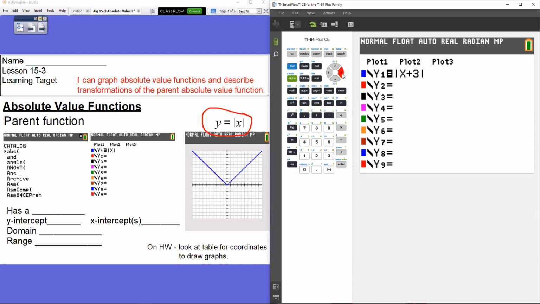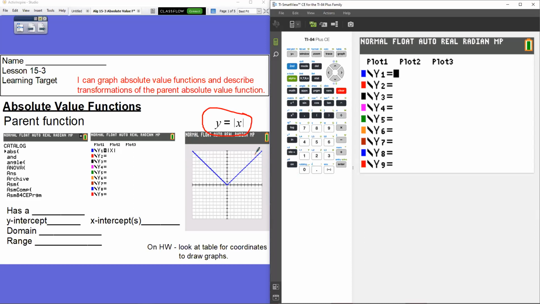When I hit that arrow pad to the right, notice how my cursor jumped to the outside of there. Now I can type on the outside of the absolute value. So you just have to use that cursor and tab over out to the right. All right. So we're going to graph the absolute value of X. This is the absolute value of X.